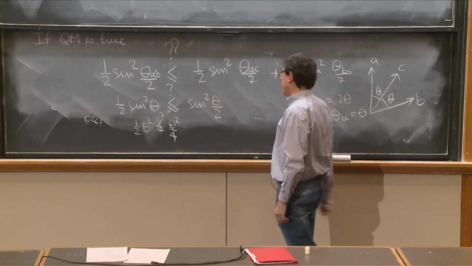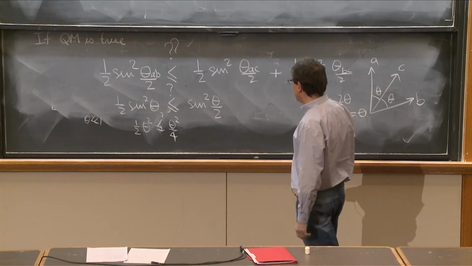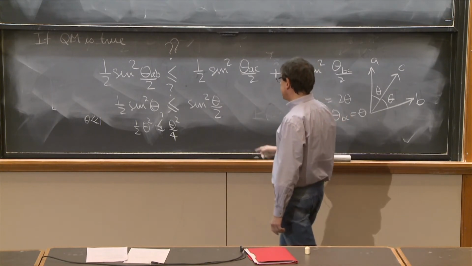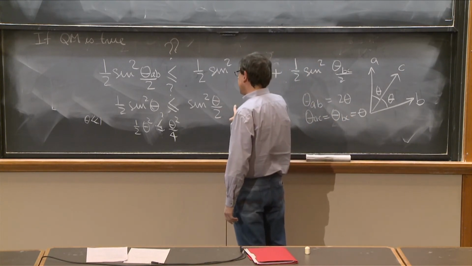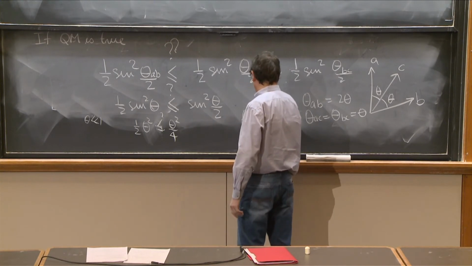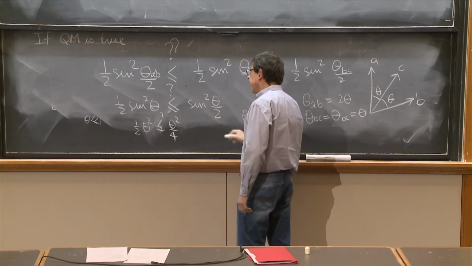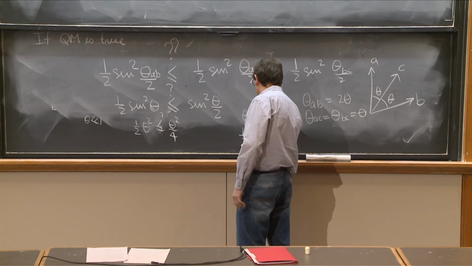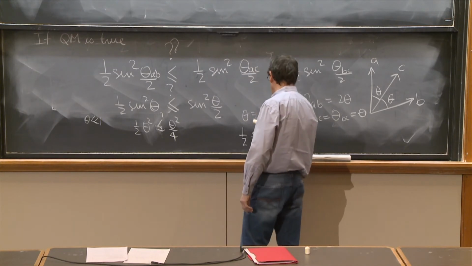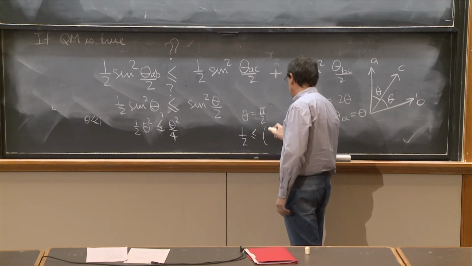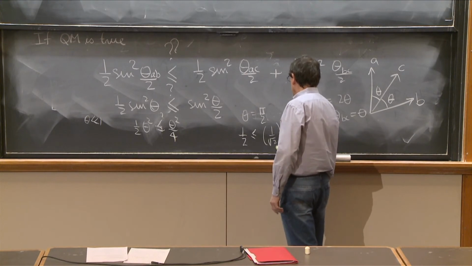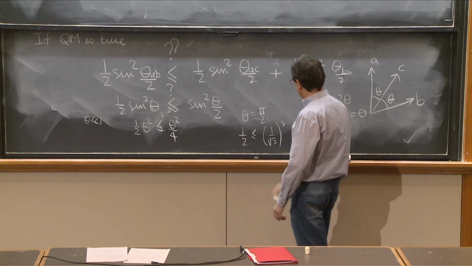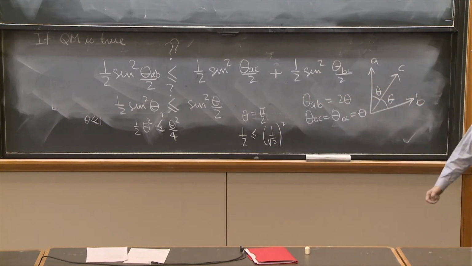And in fact, for theta equal pi over 2, I think this is an equality, because you get on the left-hand side 1/2 less than or equal to sine of 45 degrees, which is correct. So it's an equality at pi over 2 and fails below.